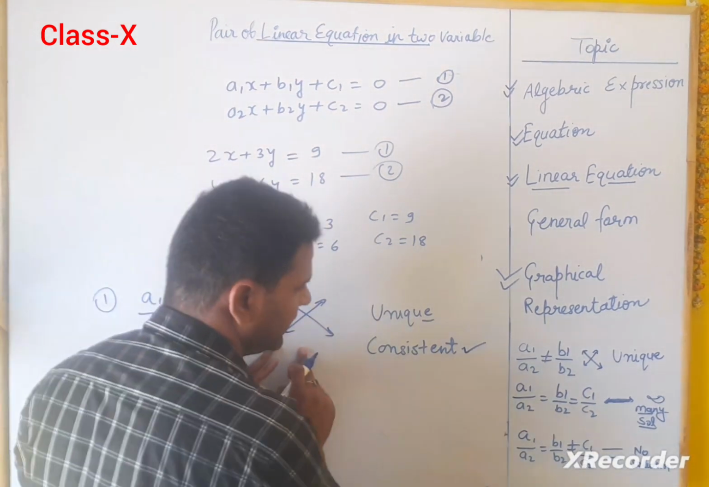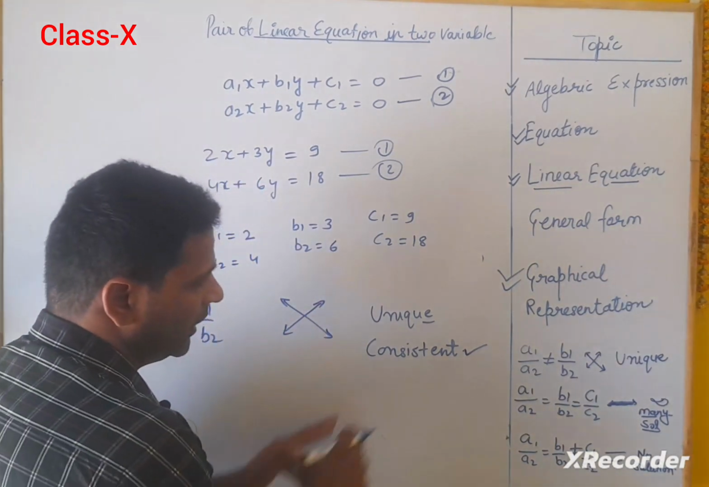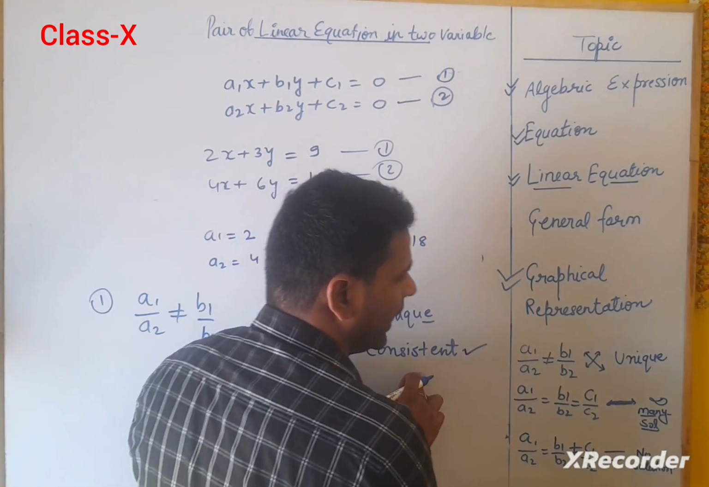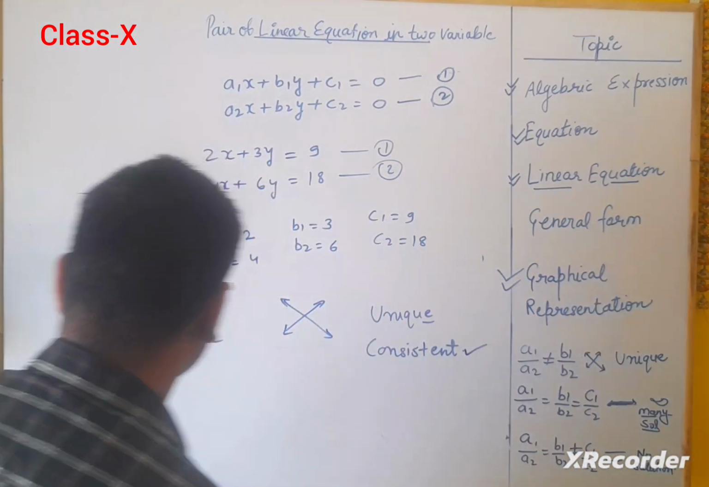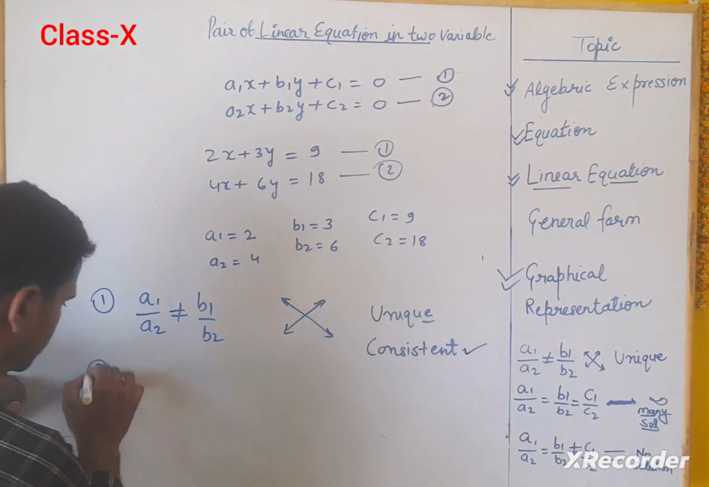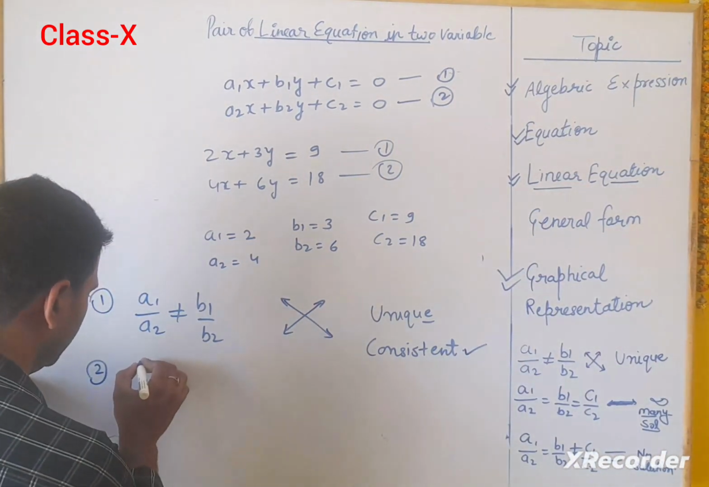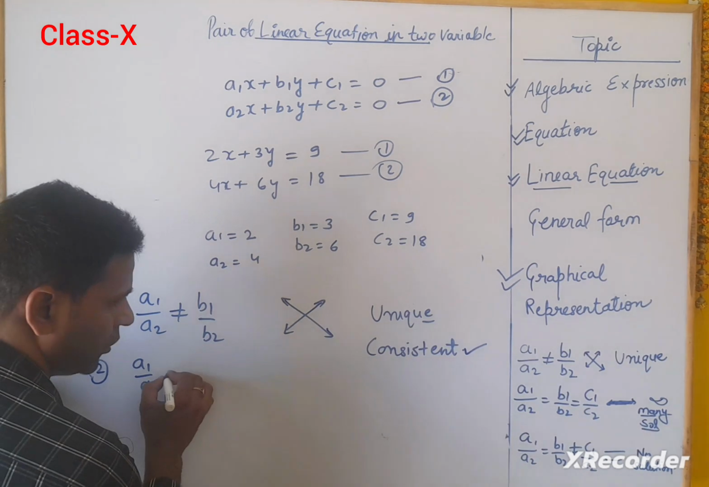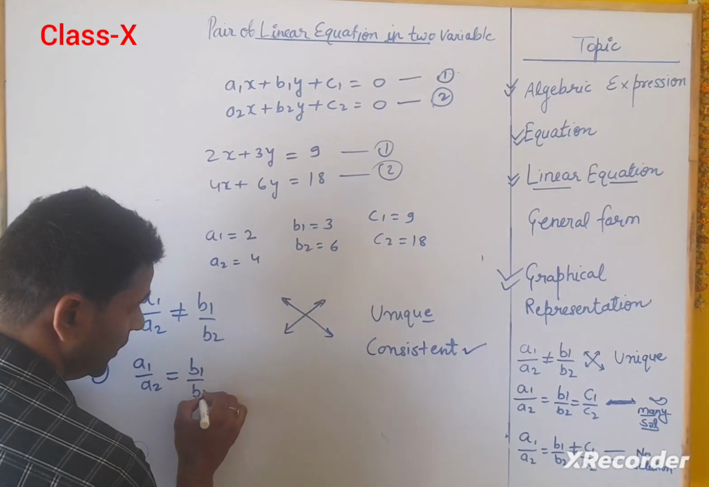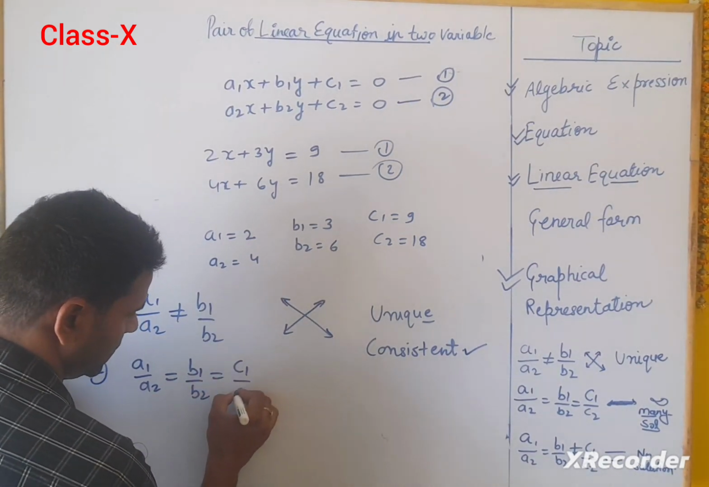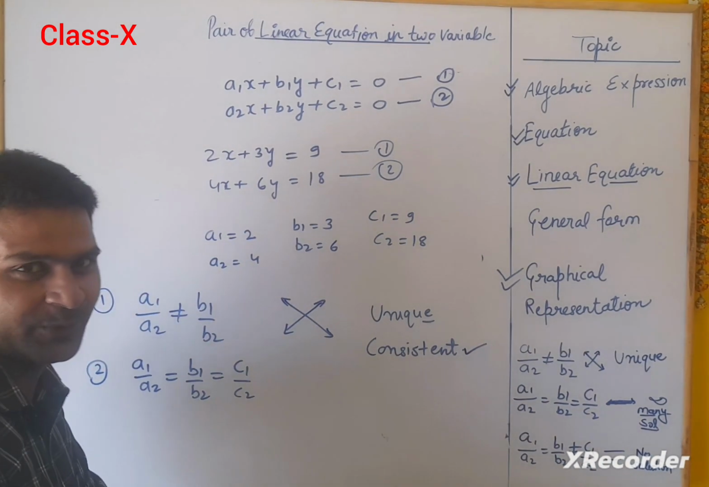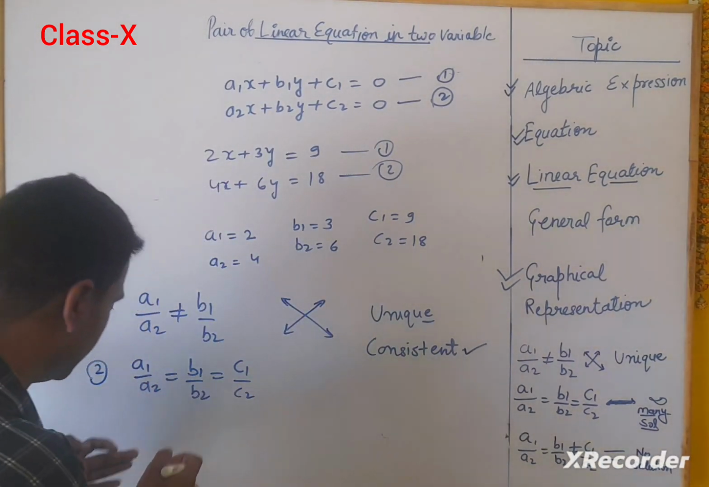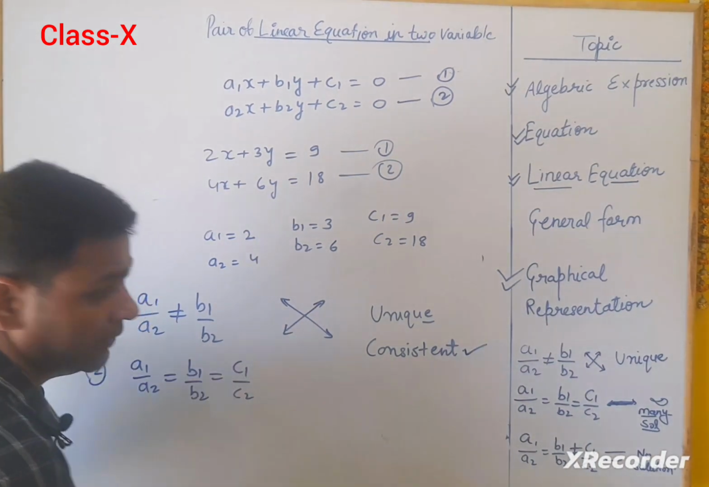So we can say that they will intersect each other and have a unique solution, and they are consistent. Now take another condition. The other condition is what? a1 upon a2 is not equal to b1 upon b2 is not equal to c1 upon c2. Sorry, I am speaking it the opposite way. All these are equal. a1 upon a2 is equal to b1 upon b2 equal to c1 upon c2.